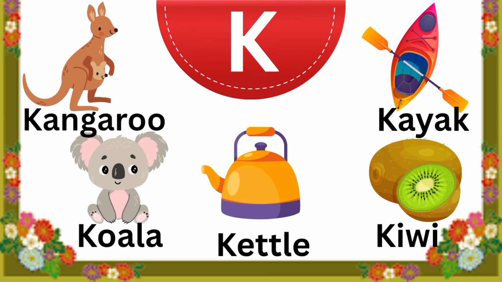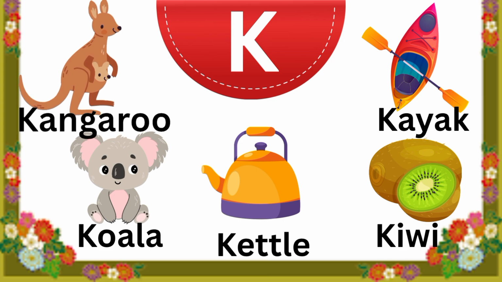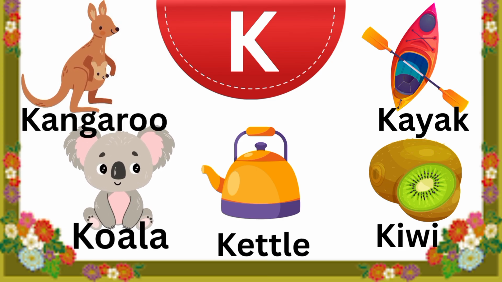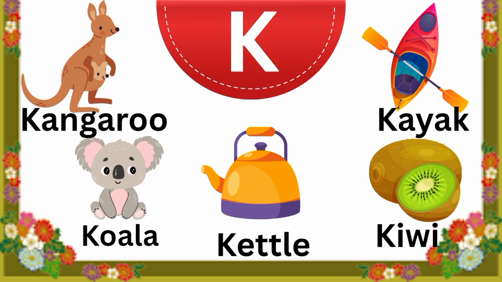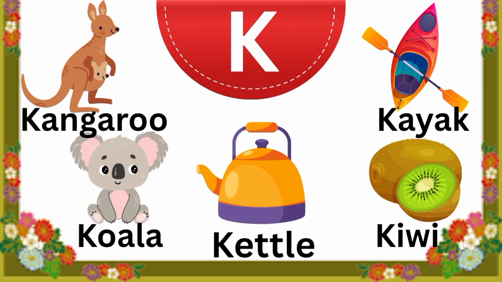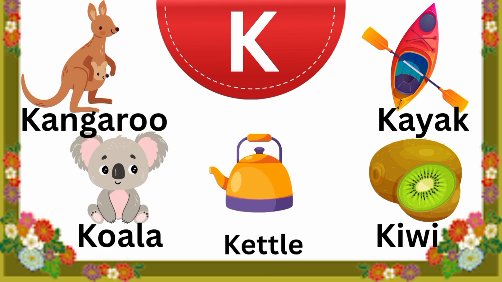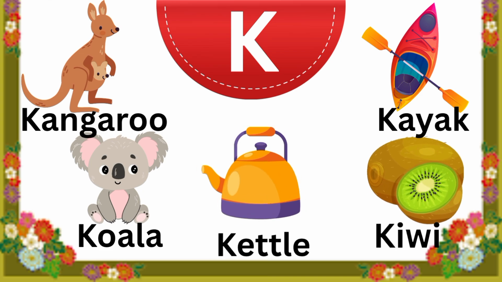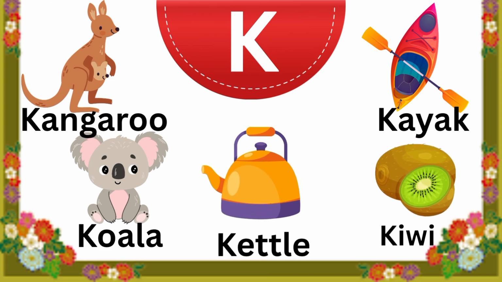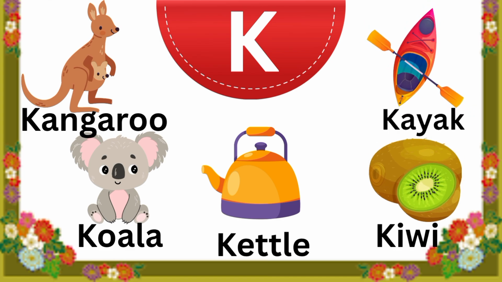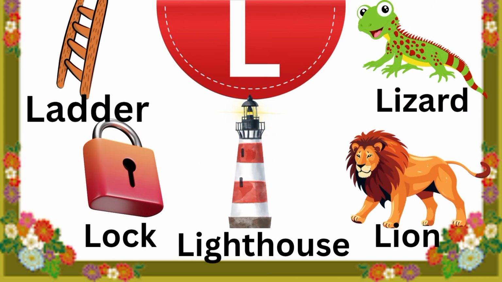K is for kangaroo, kangaroo. K is for koala, koala. K is for kettle, kettle. K is for kiwi, kiwi. K is for kayak, kayak.